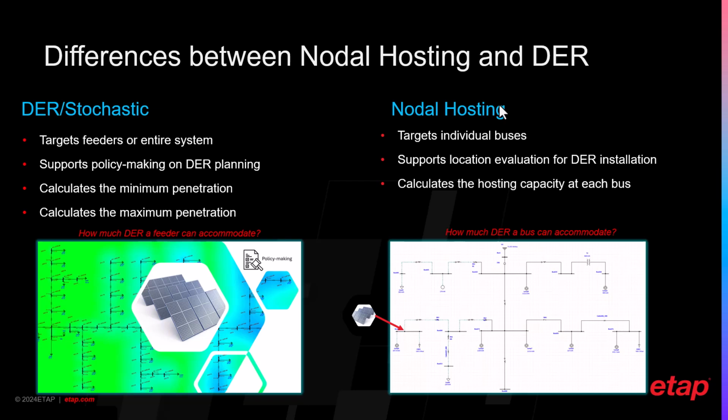Stochastic optimization helps provide policy making on DER planning. If you are operating from the entire utility perspective, then you have a lot of control and a lot of options in the location and placement that really matter. Whereas if you are specifically looking at one particular bus or one particular area, then you only need to see how much you can accommodate locally. And that's what nodal hosting capacity is about. So having established this difference, now let me bring up the example FHC package that I was talking about.